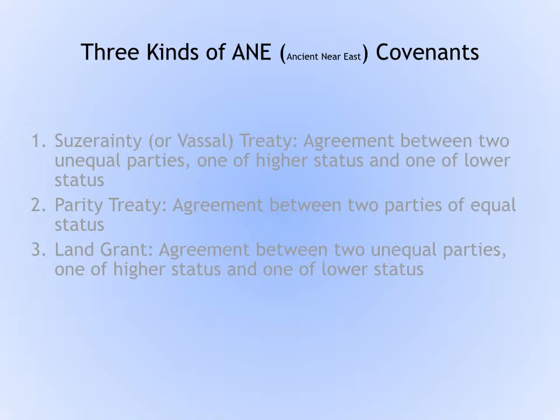Both it and the suzerainty treaty were seen in the Old Testament. We see all three of these in the Old Testament, but between God and the children of Israel, we see these two, number 1 and number 3, being used. And we want to pay particular attention to the suzerainty treaty simply because it ceased to be used as a valid covenant, a valid agreement form, after 1200 BC.